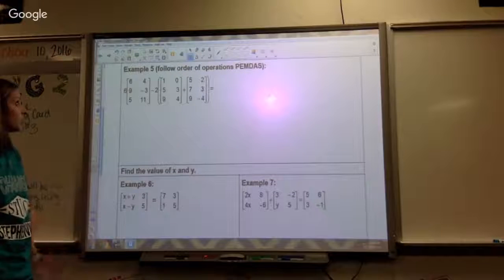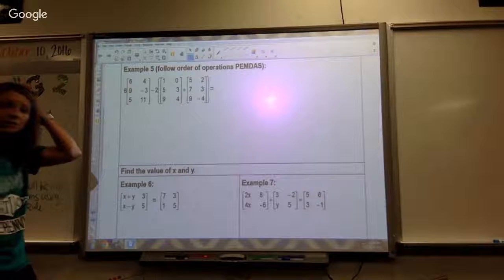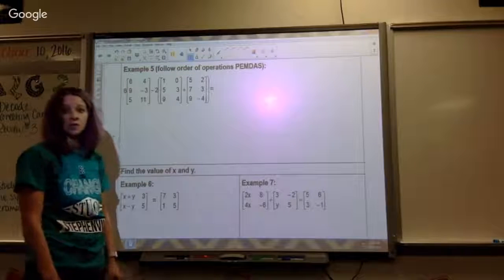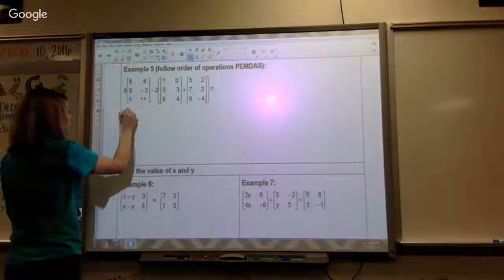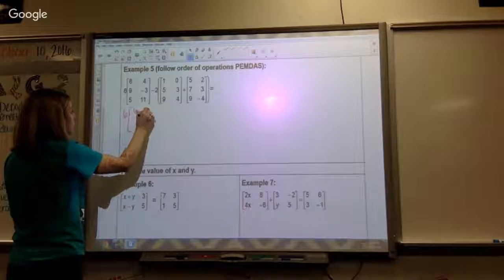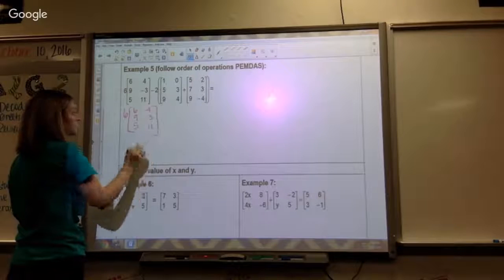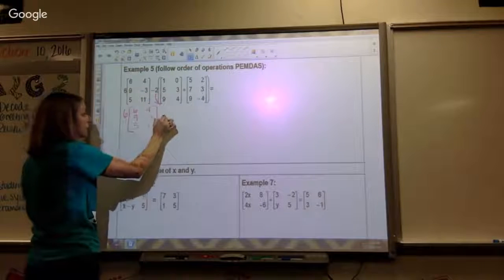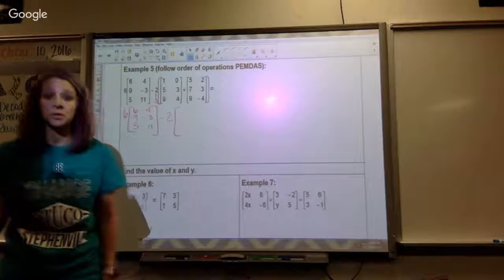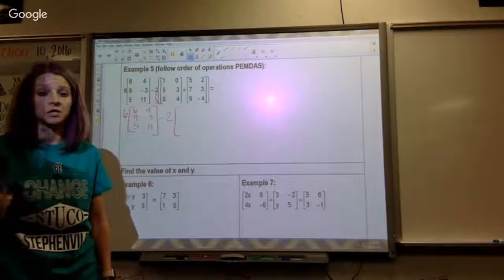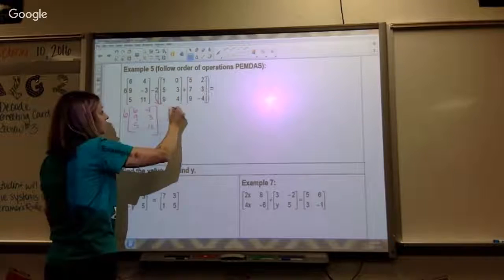Example 5, we're going to follow order of operations, which is PEMDAS. So P represents parentheses. That's what you're going to have to do first, get rid of your parentheses. So I'm just going to bring down that 6 in that matrix. Do one step at a time. I'm going to bring down that -2, and then I'm going to open my bracket. The bracket is not the same thing as parentheses here because the bracket represents your matrix. So I'm going to do what's inside our parentheses.